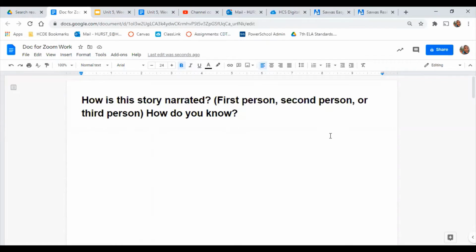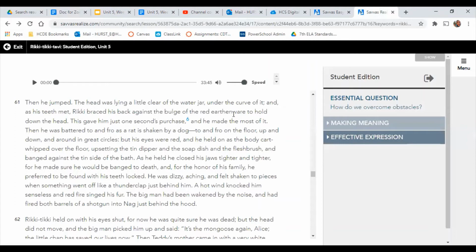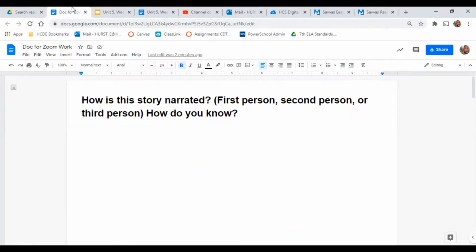All right, so hopefully you either knew or you Googled. First person point of view is when the main character is narrating. So they're going to use words like I and me because they're talking about their own story. Second person is when the narrator is talking directly to the audience. So you're going to see words like you. And third person is when the narrator is someone who's just telling the story but isn't involved. So you're going to see things like they, he, she. When we look at Rikki Tikki Tavi, you're going to see he jumped, him. So that tells us that this is a third person point of view story.